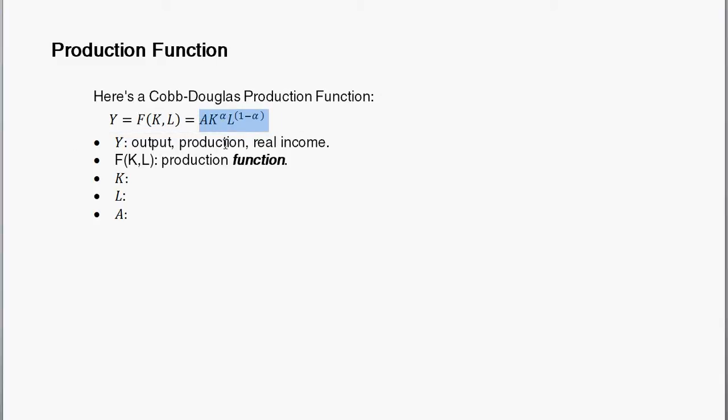So here's an example of a production function. This takes the form of a Cobb-Douglas production function. So you have Y, and words that people use to describe Y in economics classes are usually output, production, sometimes real income. And it's a function of these inputs.